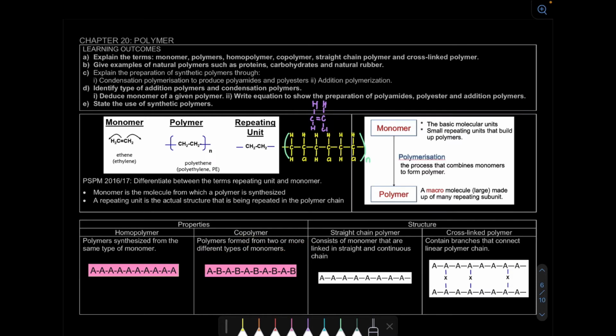Okay, and then we have to know for the structure we have straight chain dengan cross link. Okay, kalau straight chain consists of monomer that are linked in straight and continuous chain. Yang ni yang kita selalu nampak ni. Tapi cross link polymer is the one that contain branches that connect the linear polymer chain. So maknanya this is our linear polymer chain kan. Tapi sebenarnya ada branch dekat sini, our X here that connect these two linear polymer chain. Okay, so next page.